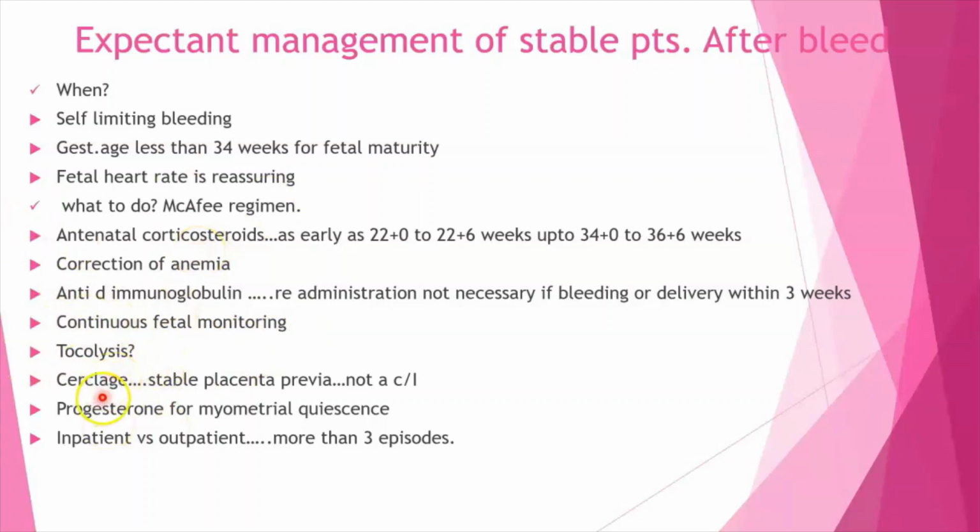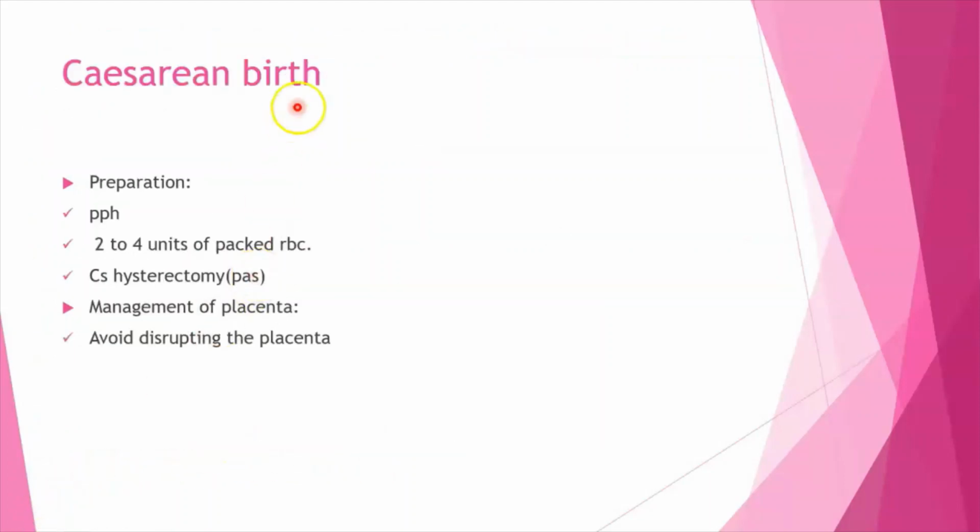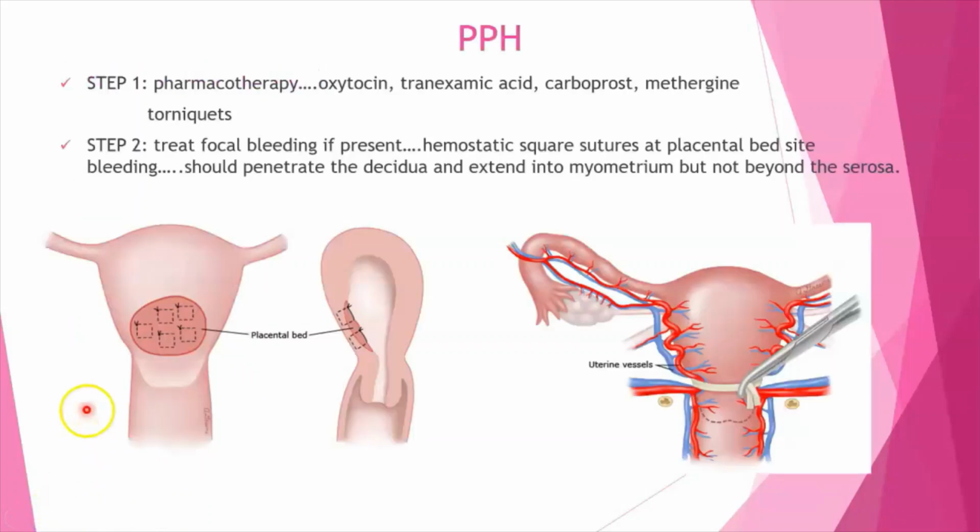Cerclage is usually not advisable, but stable placenta previa is not a contraindication of cerclage. Progesterone has a role for myometrial quiescence, and we need to admit the patient if there are more than 3 episodes of bleeding. Now friends, in case of caesarean birth, we need to be prepared for postpartum hemorrhage. We need to book 2 to 4 units of packed RBCs, and we need to prepare both patient and ourselves for caesarean hysterectomy. Management of placenta: always avoid disrupting the placenta by your uterine incision.